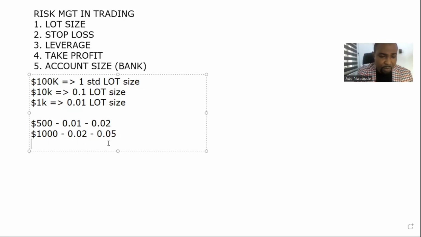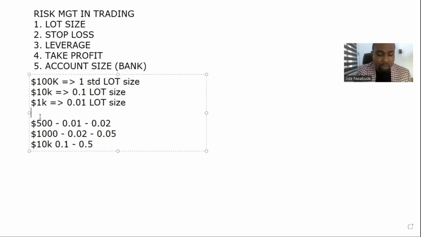Now, if you're using 10K, I would recommend 0.1 to 0.5. But I think 0.5 is high already. So for me, trading 10K, I wouldn't use more than 0.2 for a 10K account. Yes, for a 10K account, I won't use more than 0.2. But this would be my recommendation.